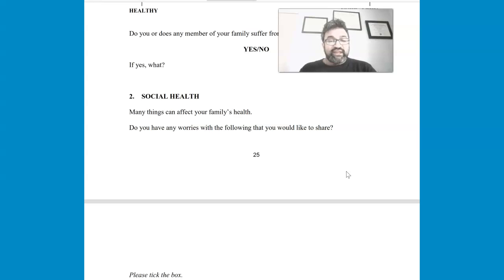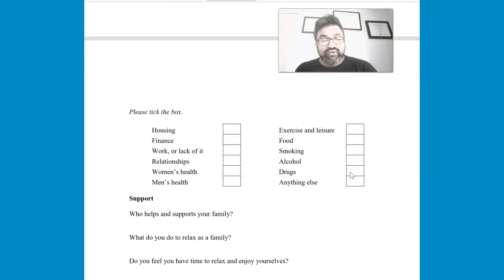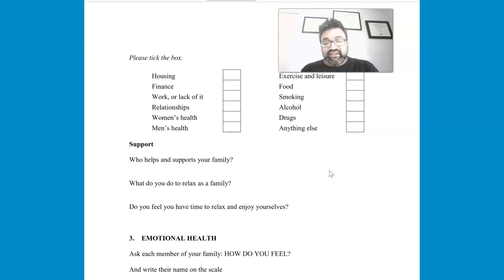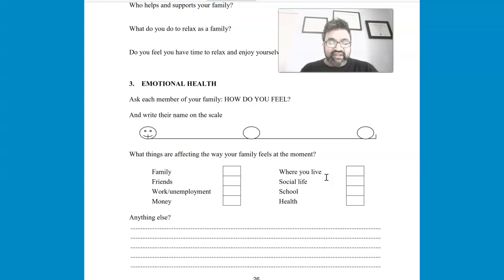And so going into many things can affect your family's health. Do you have any worries with the following that you would like to share? And so then you go into a lot of the social determinants of health. This is where you're really looking into this. For instance, housing, finance, work or lack of it, relationships, women's health, men's health, exercise and leisure, food, smoking, alcohol, drugs, anything else. So a lot of these go into all of that. And is there a good support system? Do you have leisure? Do you feel like you can relax and enjoy? Of course, some of this has to do with emotional health as well.